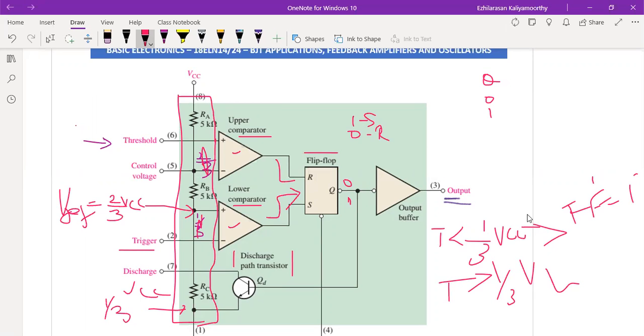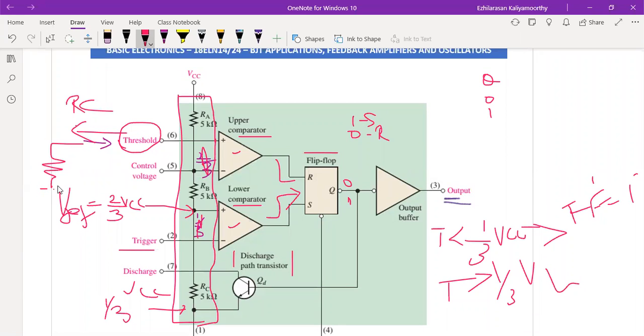So the threshold input is normally connected to which one? Where is the threshold? You can see this, yes, this threshold actually. It is normally connected to an external RC timing circuit. Because external in the sense it may be connected to RC, it will be like this. So the threshold may be connected to a resistor and sometimes to capacitors also.